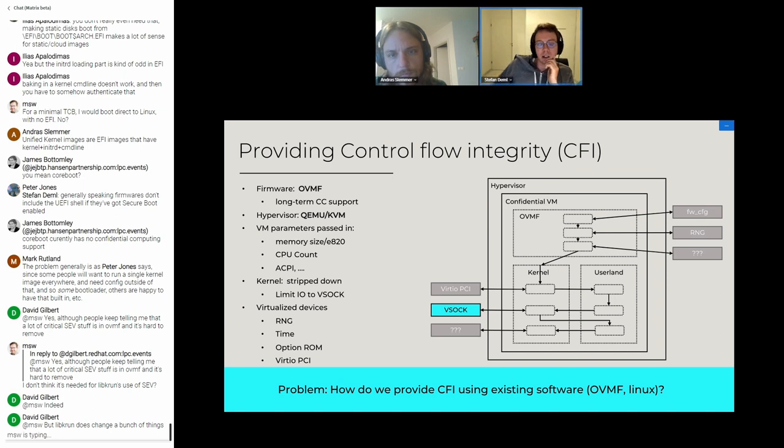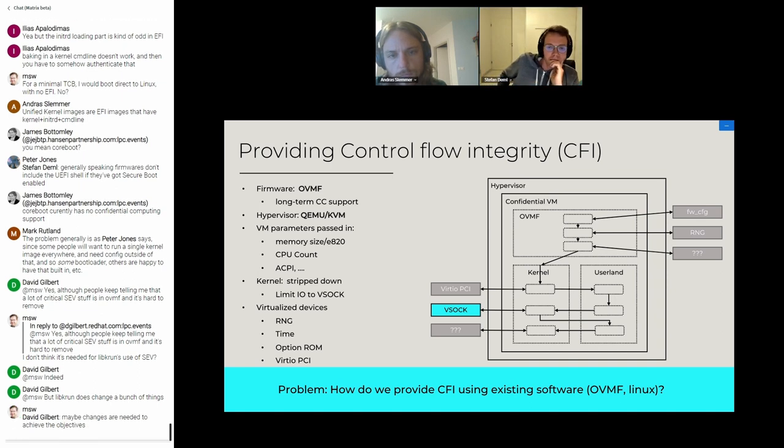So the idea is that the firmware doesn't need to have any identity by itself. It's just a way to start the kernel, which is what we are interested in. No, exactly, and I think we are as well.